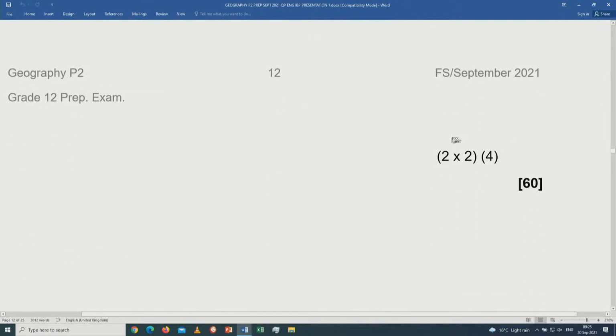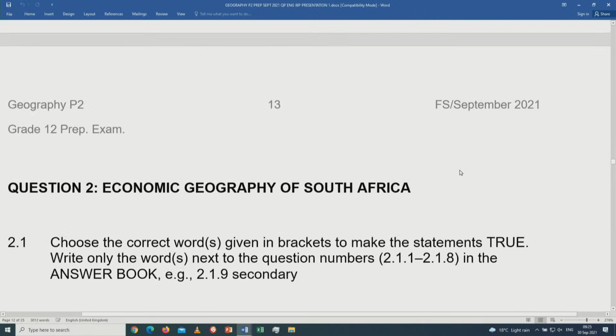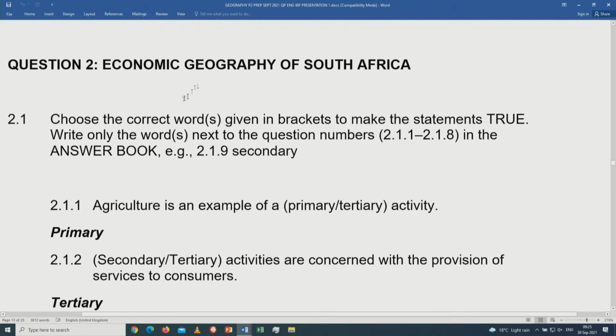So that is the end of question 1. So the marks for the entire question 1 is 60. Okay, let's proceed to the next question. Question 2 was on the economic geography of South Africa. I think most of the learners have also performed well in this section, okay? So here 2.1 says choose the correct words given in brackets to make the statement true. Write only the words next to the question number in the answer book. Example 2.1.9 secondary.